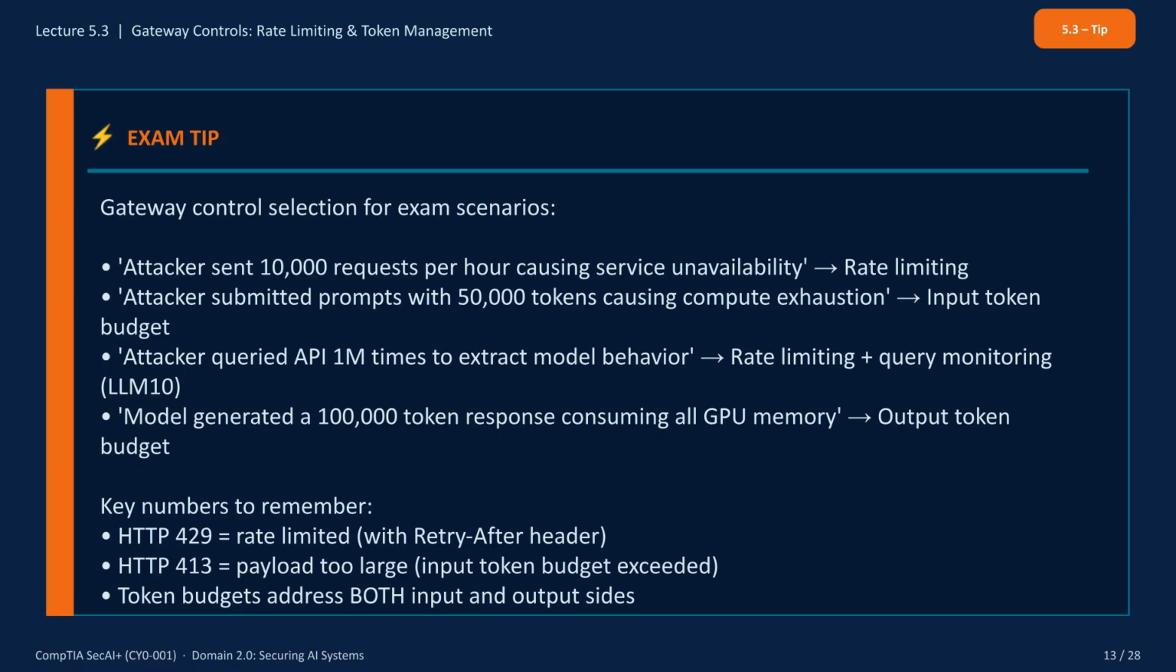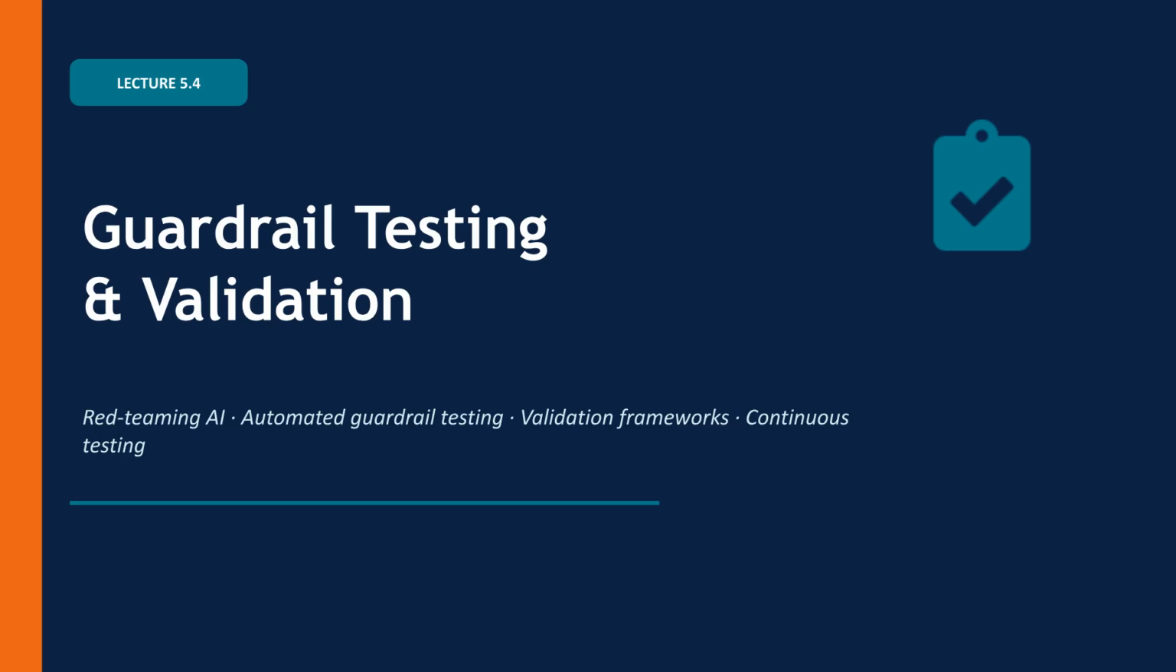Now we have built up an impressive set of controls across 5 layers, from prompt templates to gateway enforcement. But how do we know these controls actually work? How do we know they will hold up against real attacks? That is the focus of our next lecture, guardrail testing and validation through AI red teaming. You cannot trust a guardrail that has not been tested.